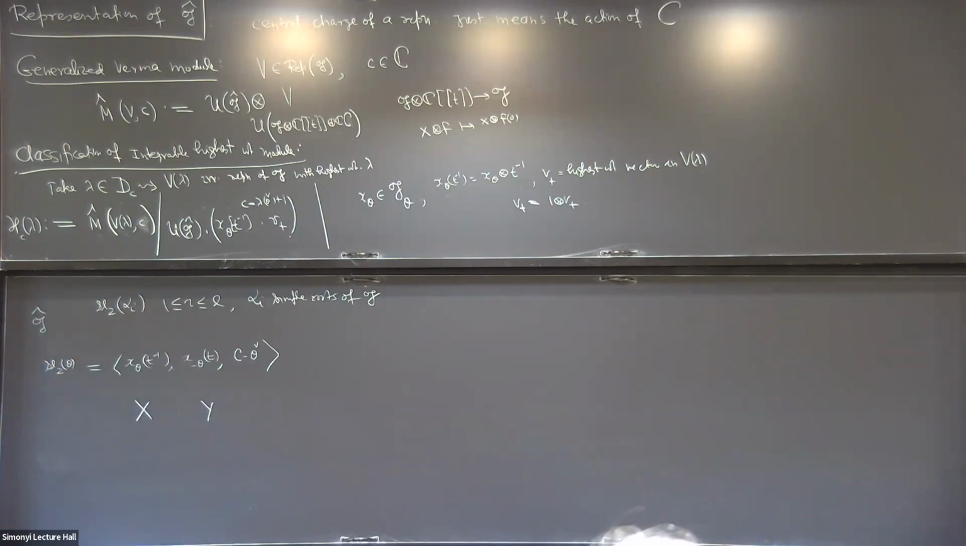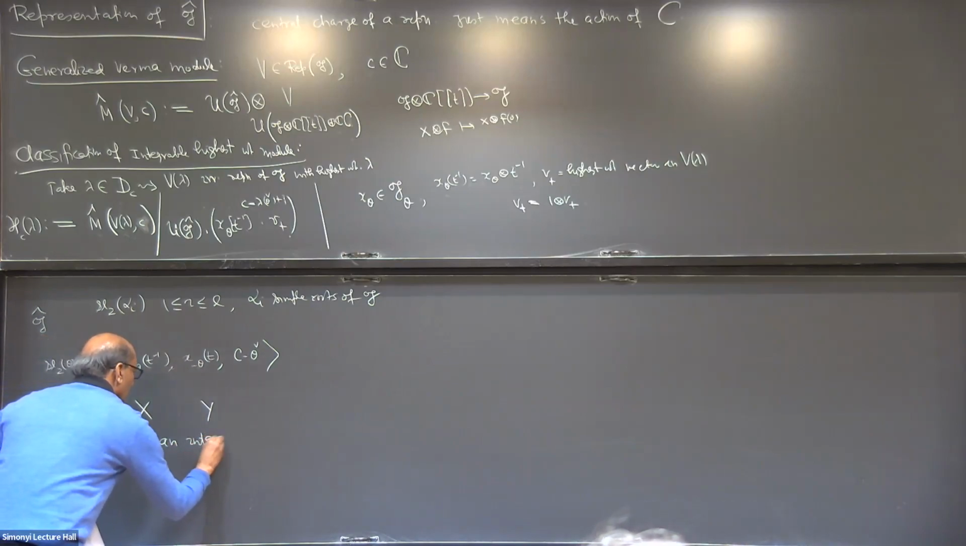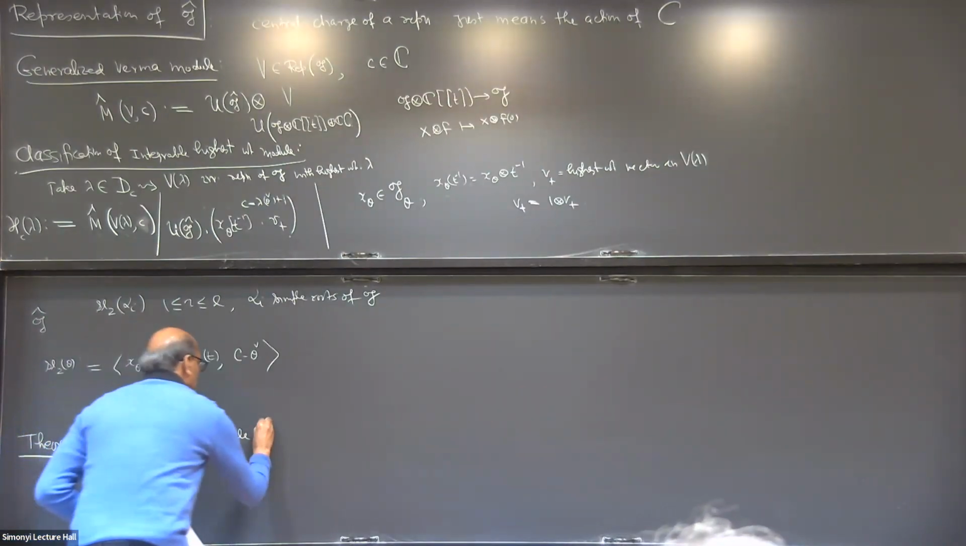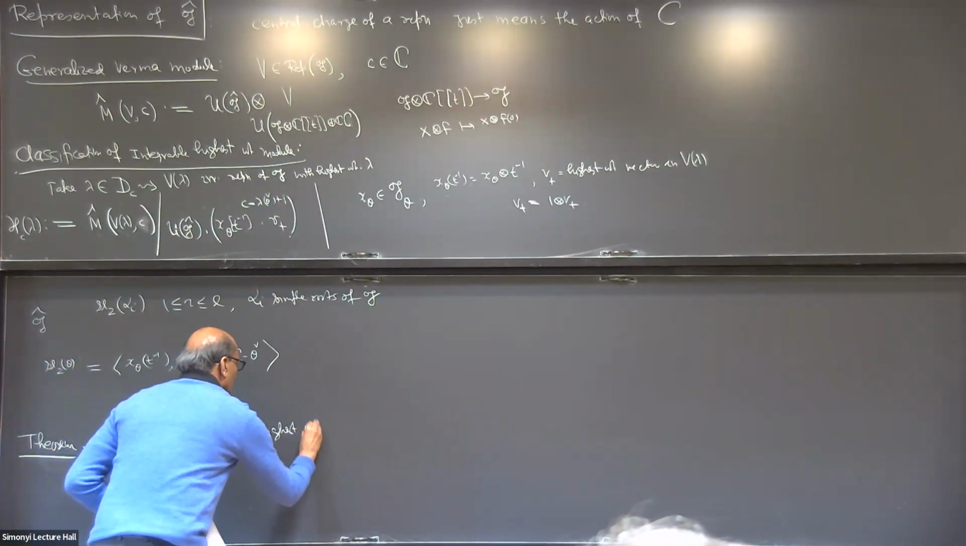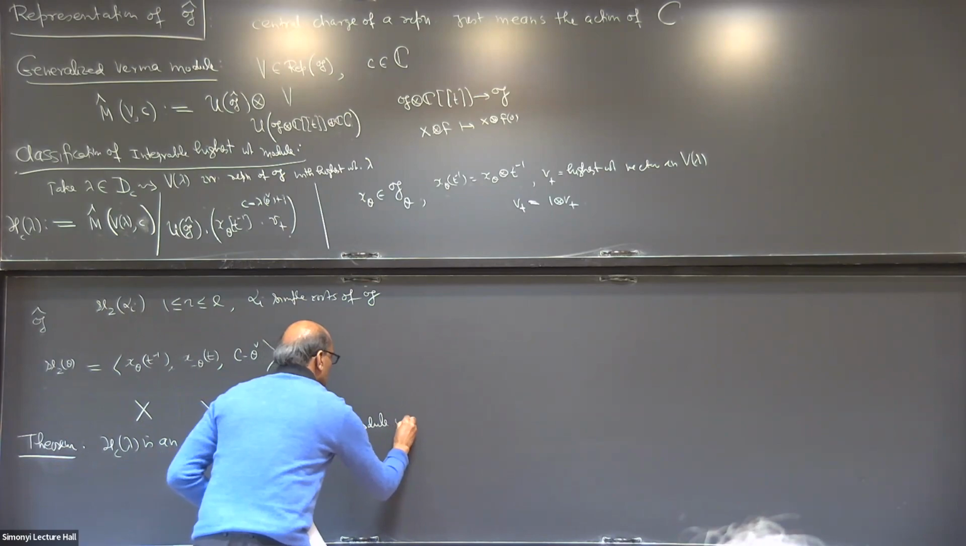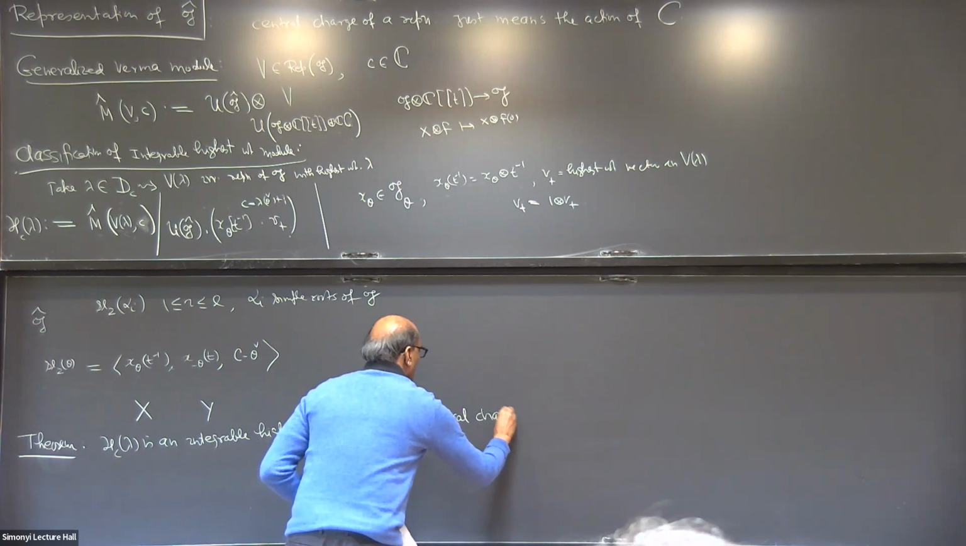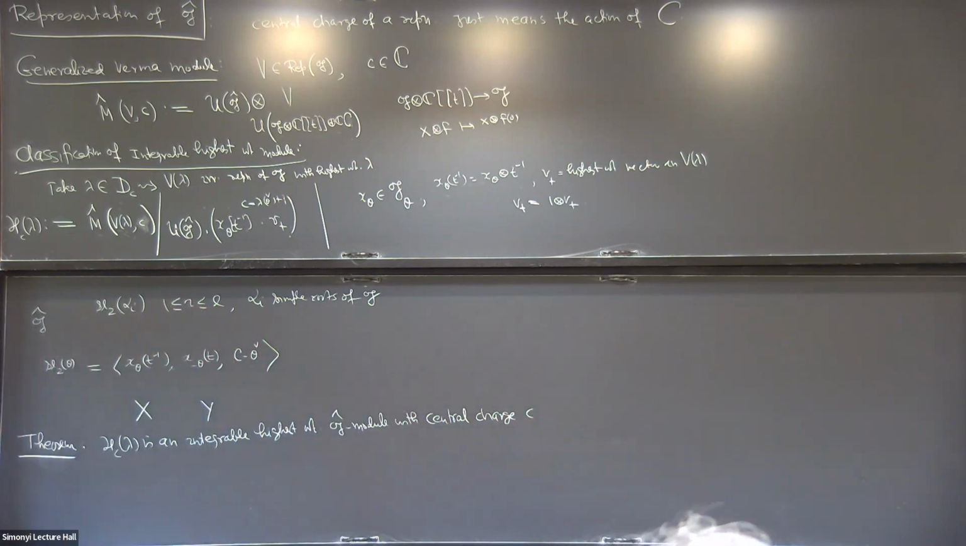So let's see what was I saying. Now, right, so H C lambda. Theorem: H C lambda is an integrable highest weight G hat module with central charge C. I mean, it does require a little bit of proof, but in any case, I'm not going to give the proof.